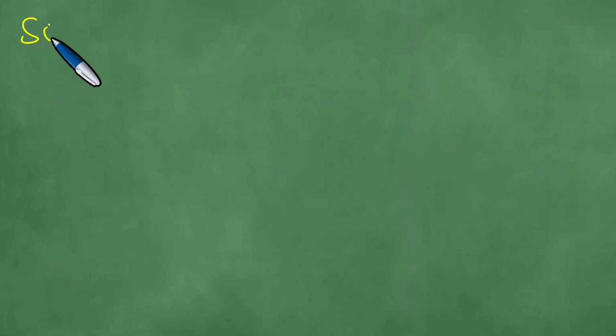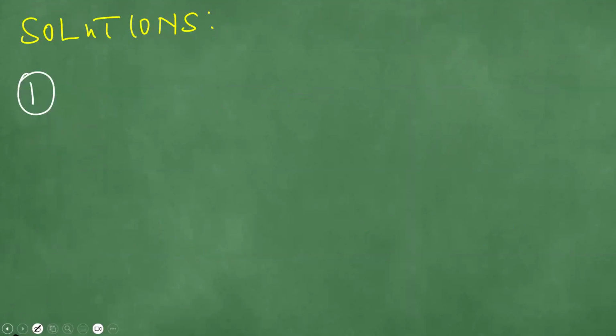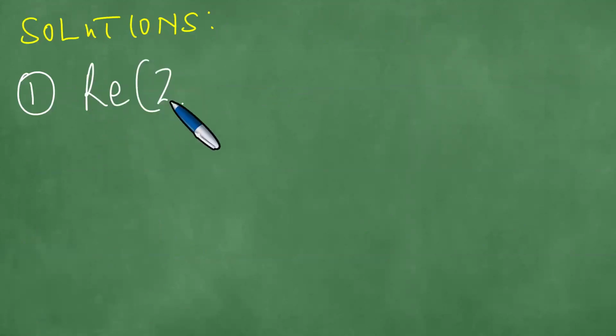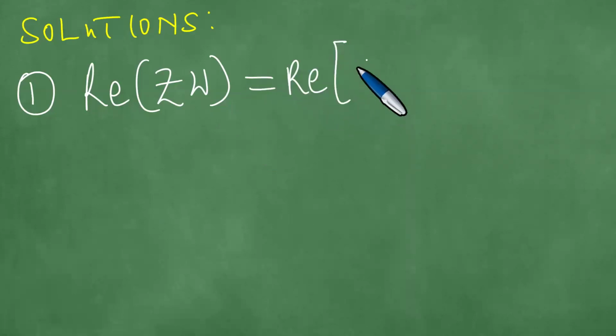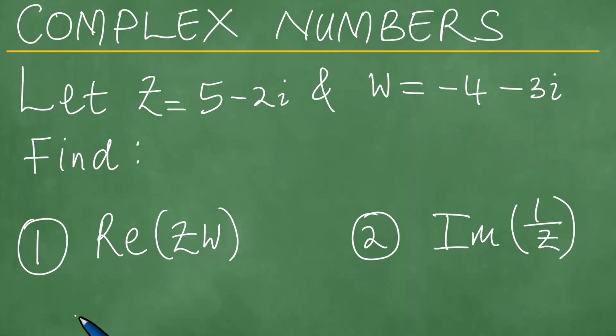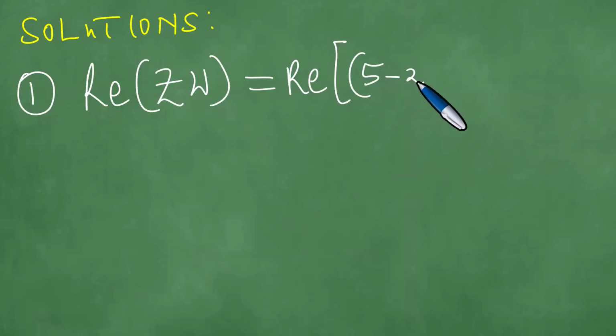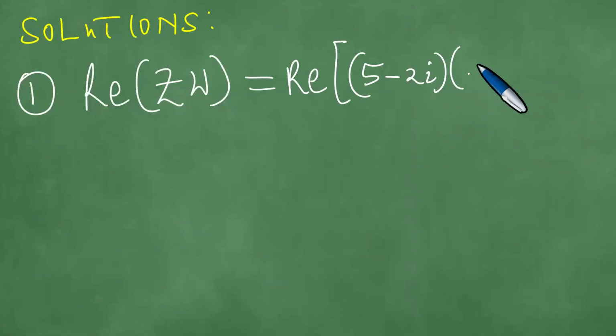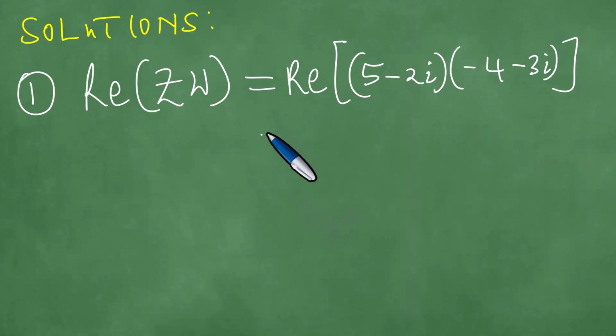First, the solutions to part one and part two. Let's focus first on part one, which asks for the real part of the product ZW. I know that much of this is something you possibly know. Z is 5 minus 2i, and W is minus 4 minus 3i. We're just revising some of these things.